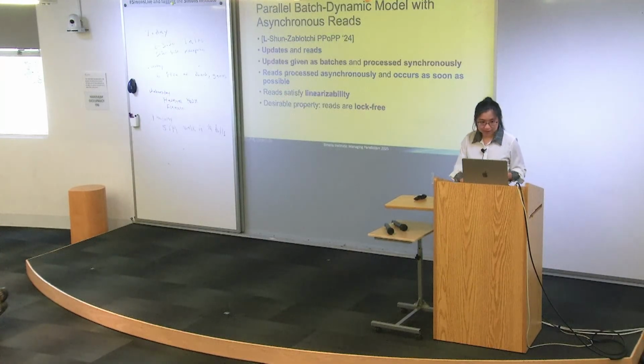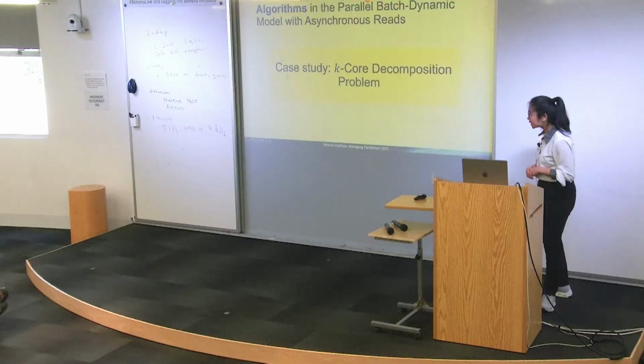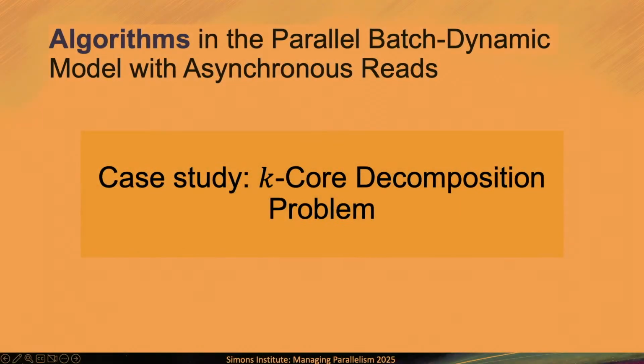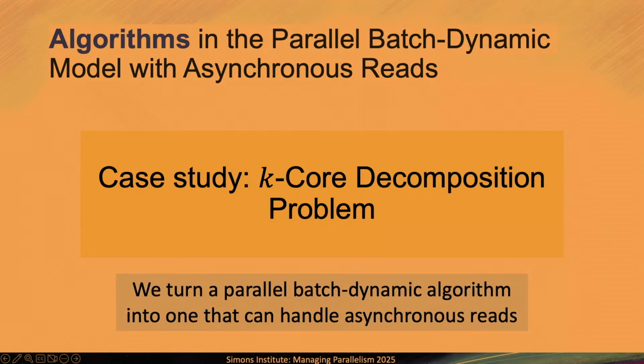Okay, great. So let me move on to a concrete example, since a lot of these questions ask about details that will probably be a bit more clear as I go through a case study. The case study I'm going to go over is what's called the k-core decomposition problem. The way we do this is that we turn a parallel batch dynamic algorithm into one that can handle asynchronous reads. We do this via a novel technique that I think could be applied pretty broadly to other problems as well.